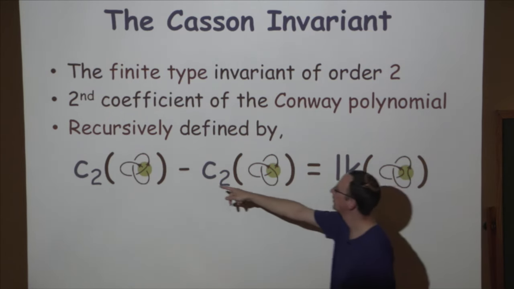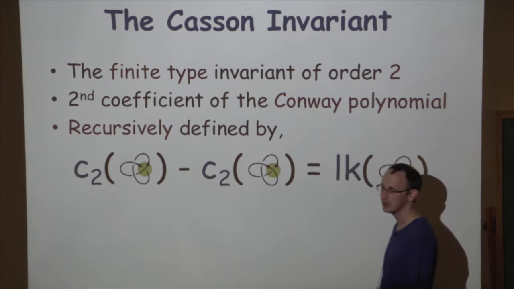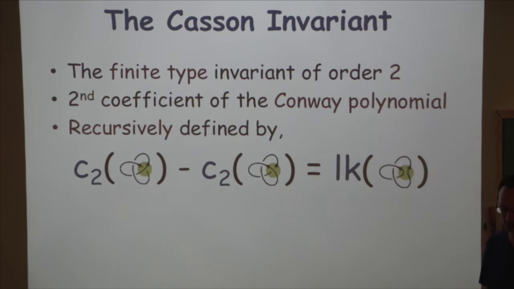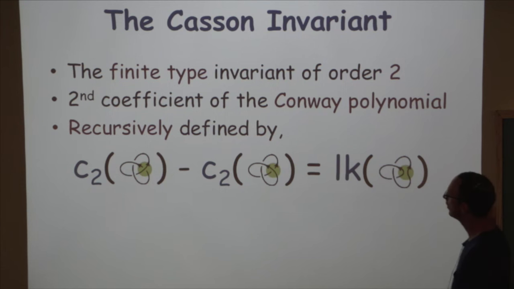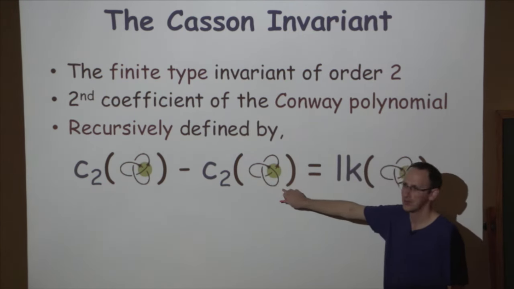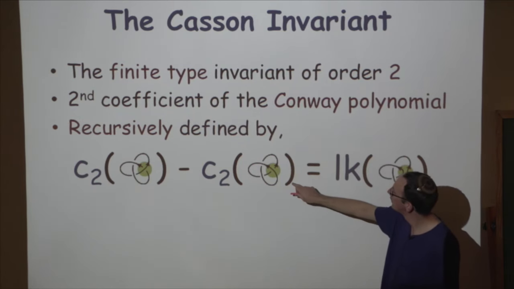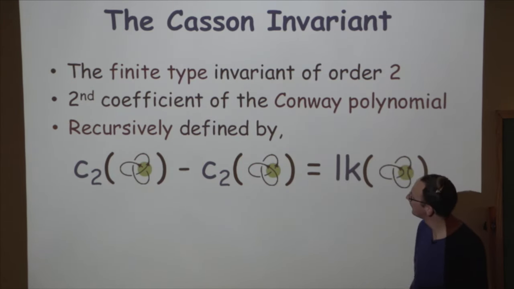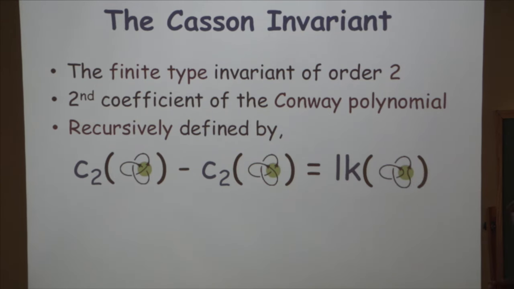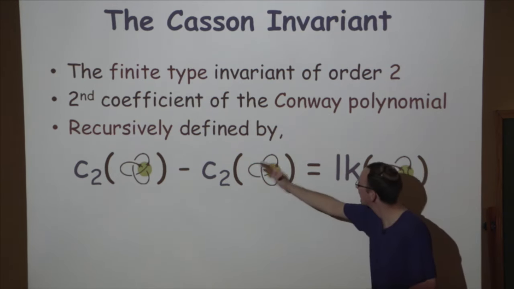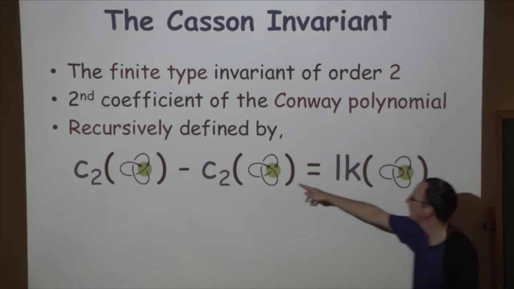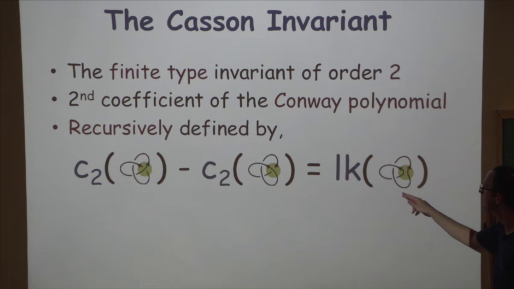This is a trefoil. I should say that the Casson invariant of the unknot is zero, right? C2 of the unknot equals zero. So what's this number? Do you recognize this knot? Yeah, it is a knot. You can take that part away and see. So this is zero and this is one. So it's a linking number of these two. So it turns out this is a Hopf link. And as we saw, its linking number is one. So the Casson invariant of the trefoil is one.